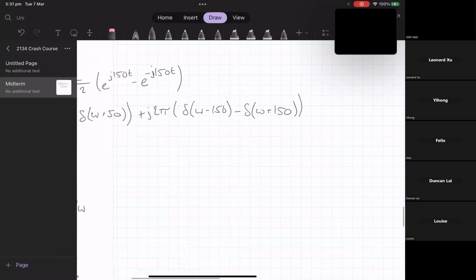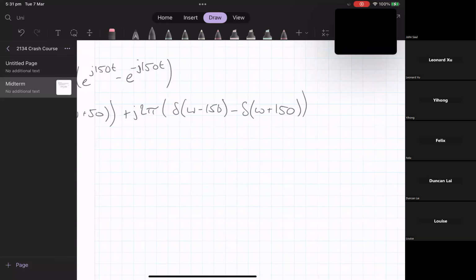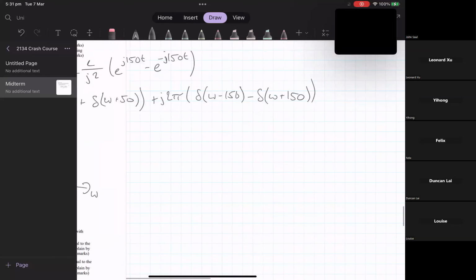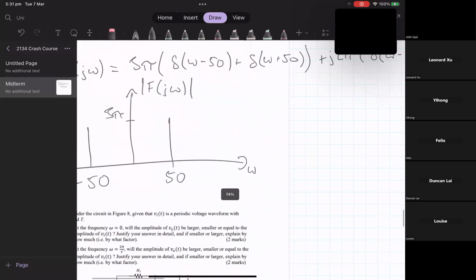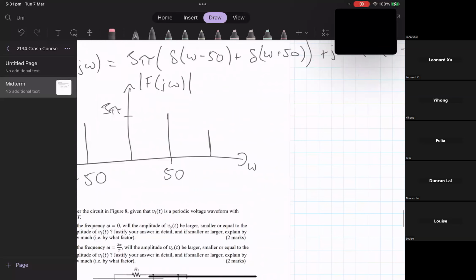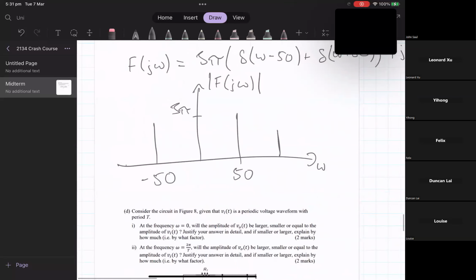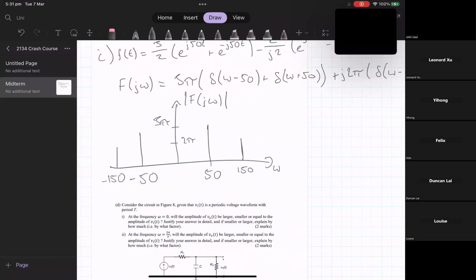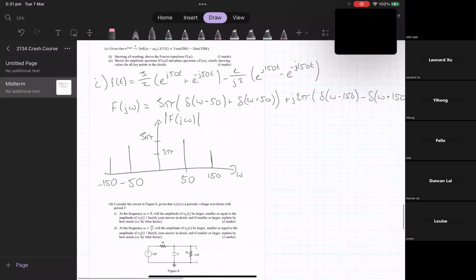We can ignore the j because we know that we're using magnitude, and we can just take 2 pi times these two direct deltas, which are at 150 radians and negative 150 radians. We can draw them out like this. Is everybody comfortable with drawing these direct deltas? It's pretty simple, you're just drawing straight lines.